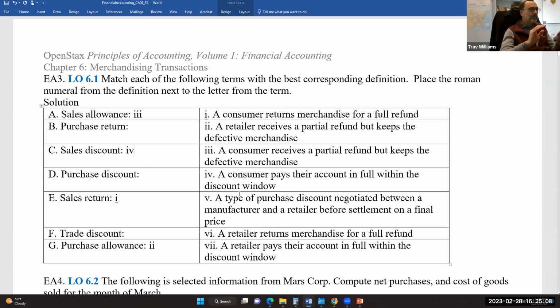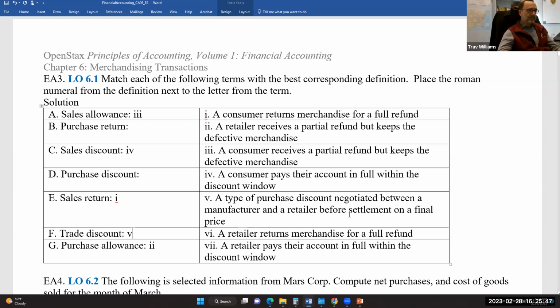Okay, number 5, a type of purchase discount negotiated between a manufacturer and a retailer. So as I mentioned earlier, that's called a trade discount. If the two parties just agree on a lower price, or maybe a higher price, but if they agree on a different price ahead of time, that's just called a trade discount. Normally it would be a lower price, right? Since it's a discount. And again, there's nothing special you need to do as far as journalizing those.